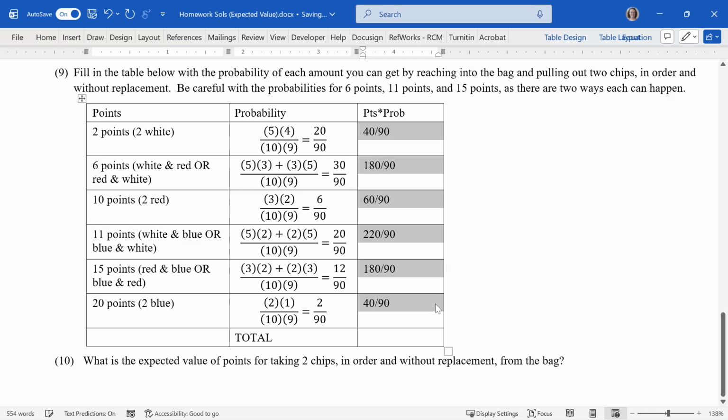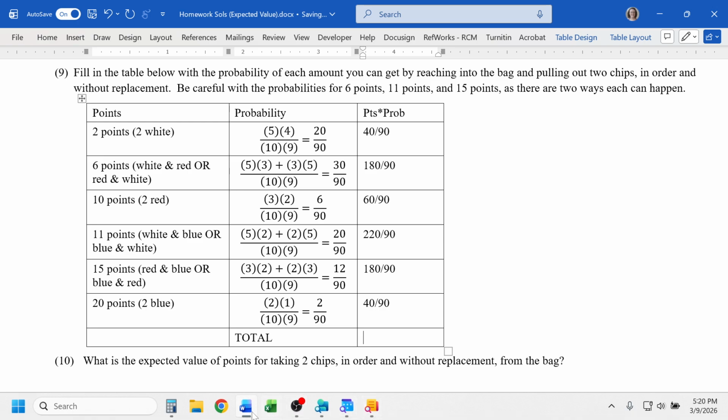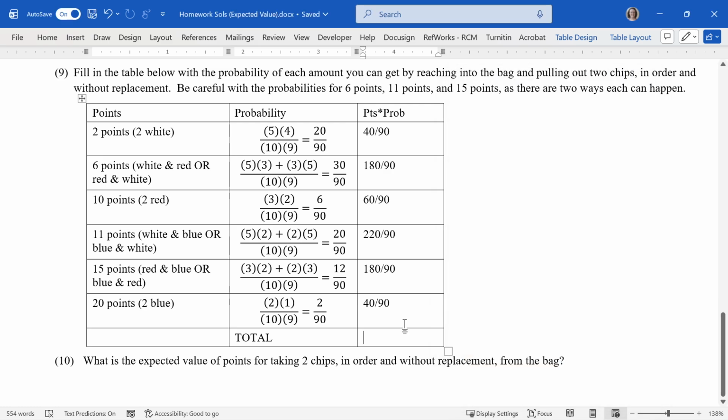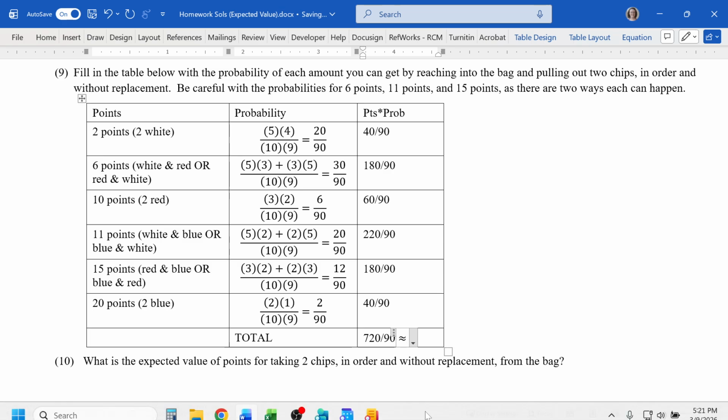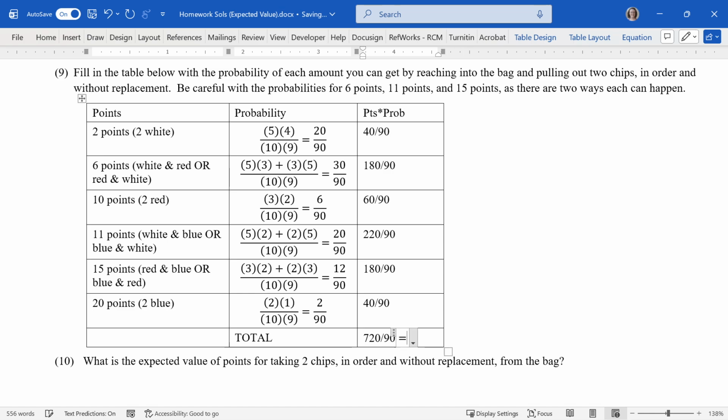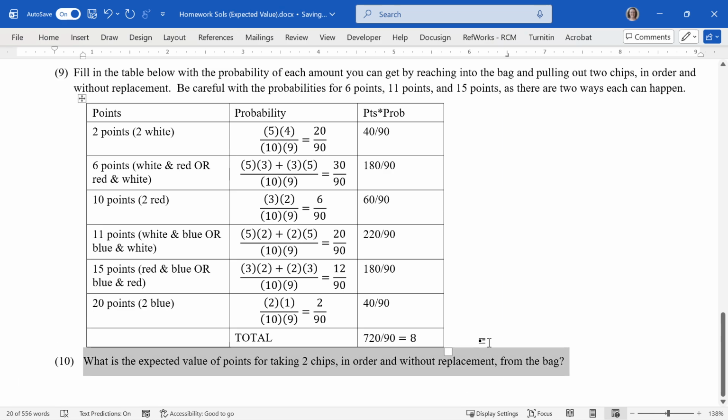Okay, and now I'm going to add all these up. So I'm just going to add the numerators, and then that will be over 90. Okay, so 40 plus 180 plus 60 plus 220 plus 180 plus 40, 720. And that's over 90. And so if I approximate that with the calculator, actually, is it going to divide equally? Oh, yes, it does. Okay, so it comes out to exactly 8. 8. Okay. So that was the answer to number 10 that I just went ahead and did.